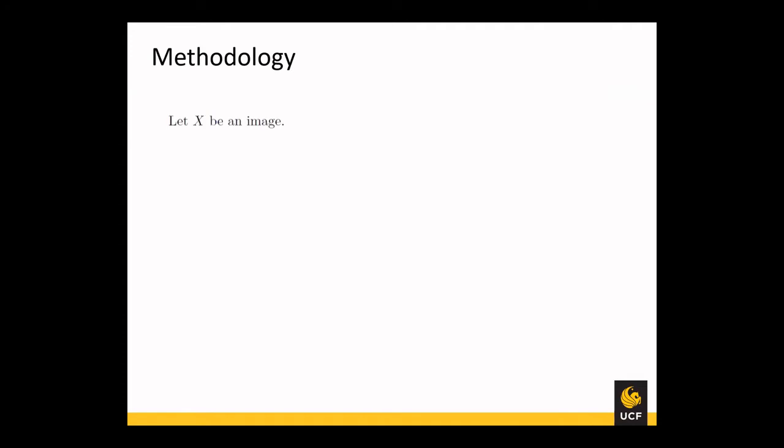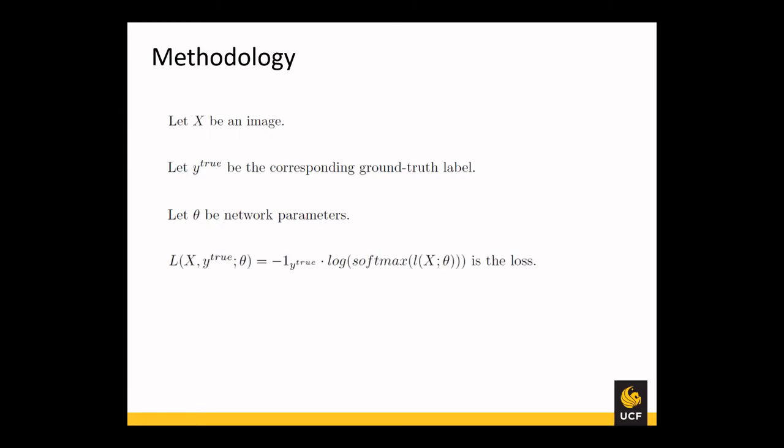Methodology. So let X be an image. Let Y true be the corresponding ground truth label. Let theta be network parameters. So the loss function is represented by the product of one hot encoding of the ground truth label and log of softmax of the logit's output. And our goal is to maximize the following loss function, where X plus R is the adversarial example.